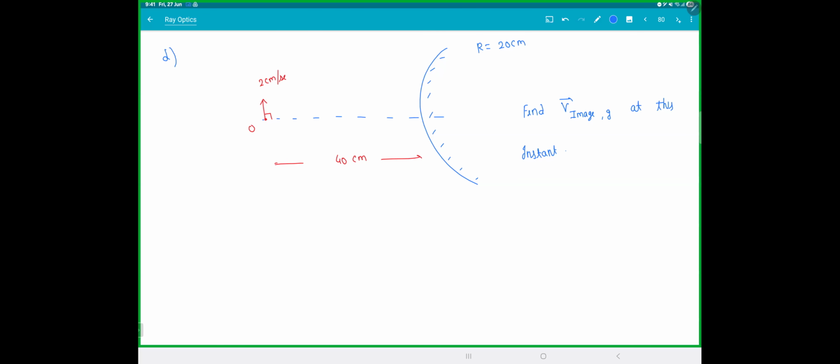This is what I was saying. If you just mug up the formula without understanding what you're doing, you will get stuck like this. I'll just change something and you'll not understand what is happening.